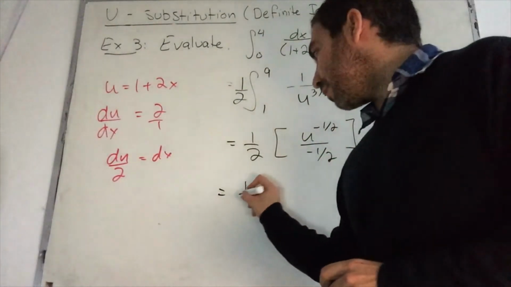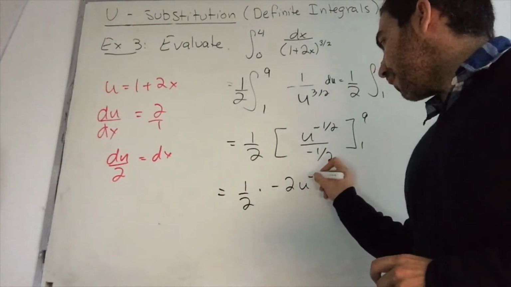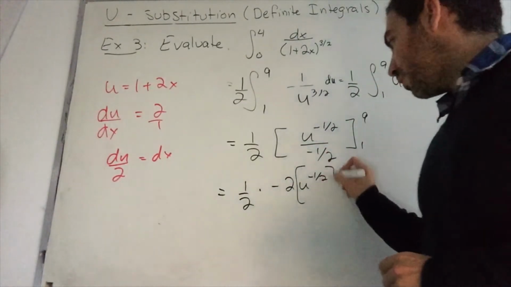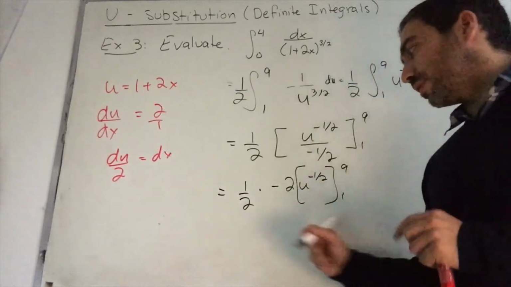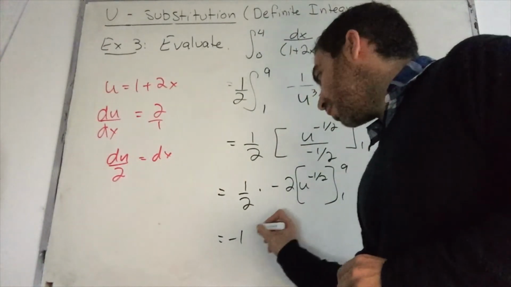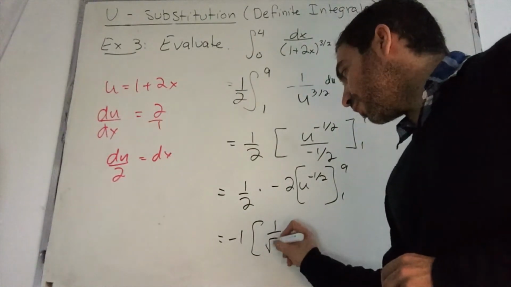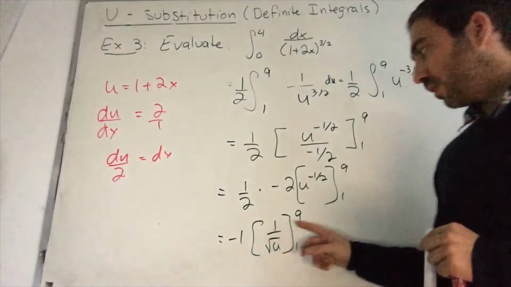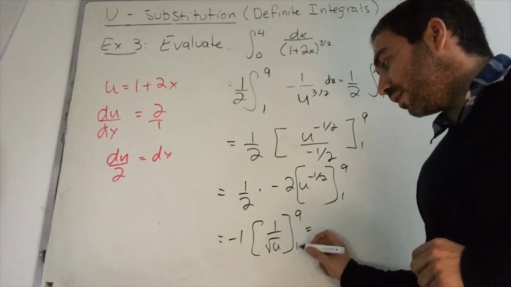This is equal to 1/2 times negative 2u to the negative 1/2. And we're substituting 9 and 1. The negative 2 divided by 2 is negative 1. And the u to the negative 1/2, you can think of it as 1 over square root of u. Okay. And now we could evaluate the upper bound and then subtract it by the lower bound.